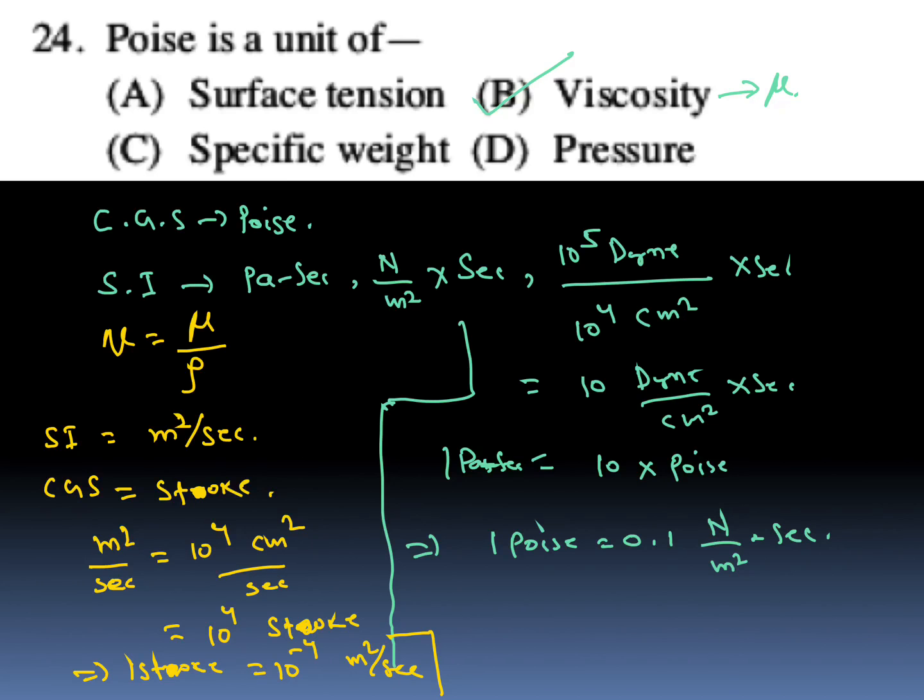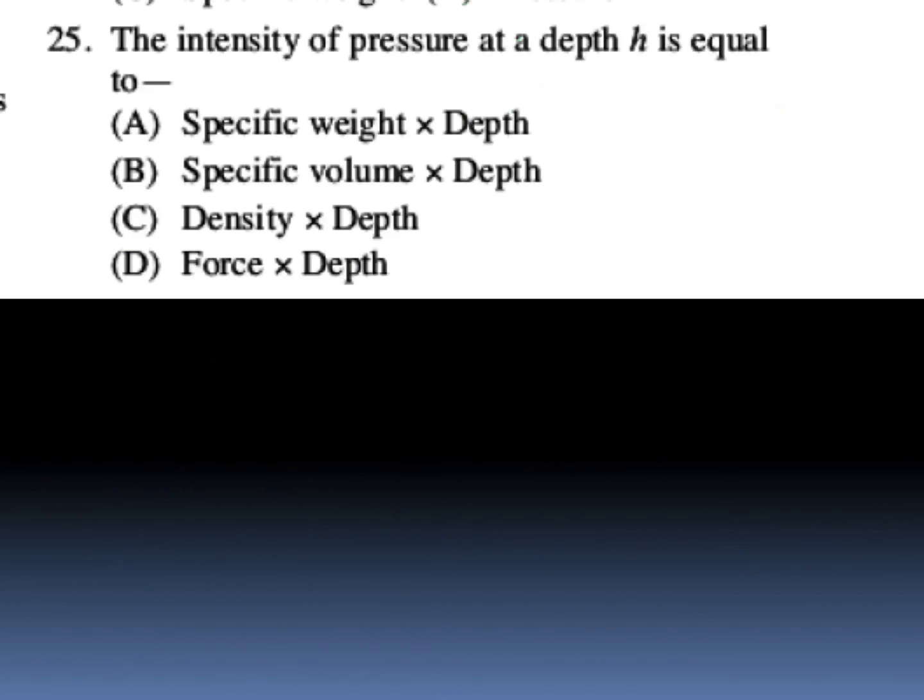The intensity of pressure at a depth H equal to, we know pressure P equal to rho g H. H is depth and rho g is your specific weight into H. So option A is your answer.